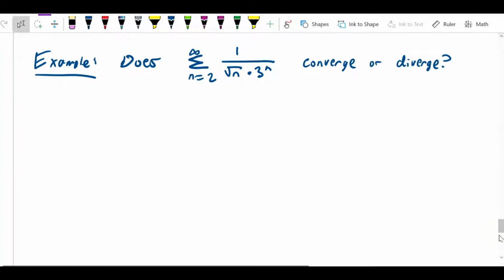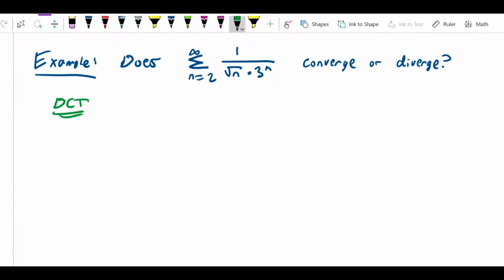We'll do a slightly different convergence and divergence question. So we're going to ask if the sum from n equals 2 to infinity of 1 over the square root of n times 3 to the n converges or diverges. So let's once again use the DCT.